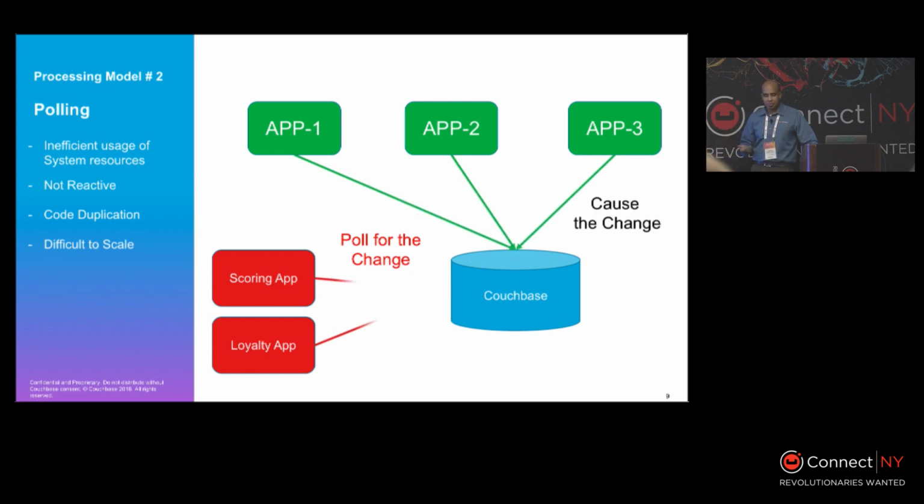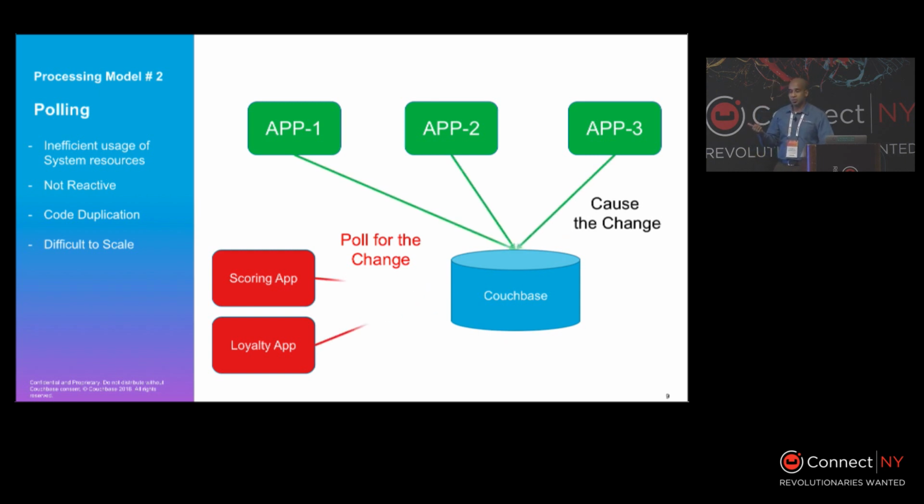There are certain problems, right? Essentially, it's highly inefficient. Batch systems waste CPU resources. It's not reactive. You continue to poll for changes even when there is no change. There's code duplication. So the way you manage the infrastructure across these two polling apps is painful.